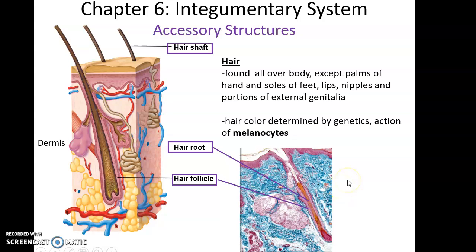That's right, the exact same kind of pigment cells that give our skin its pigment also provide the color for our hair. The portion of the hair that sticks out from the skin is called the hair shaft. The portion going into the skin is the hair root, and then the structure that goes around the hair root is called the hair follicle. There's the lovely hair follicle surrounding the hair root.